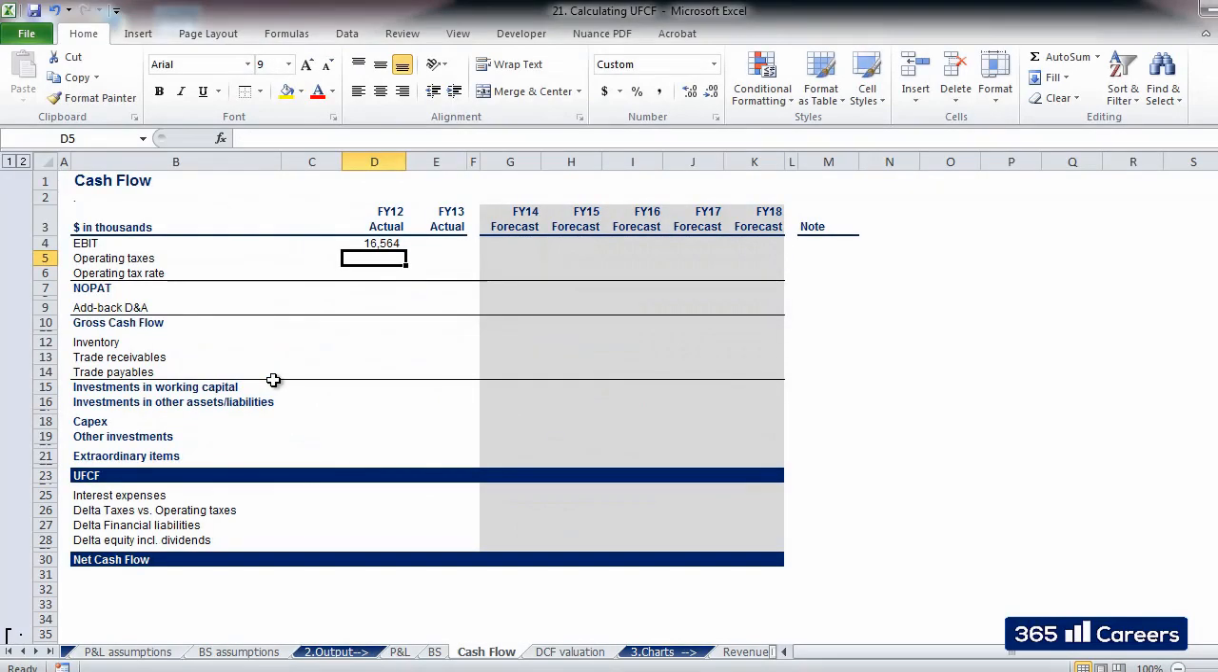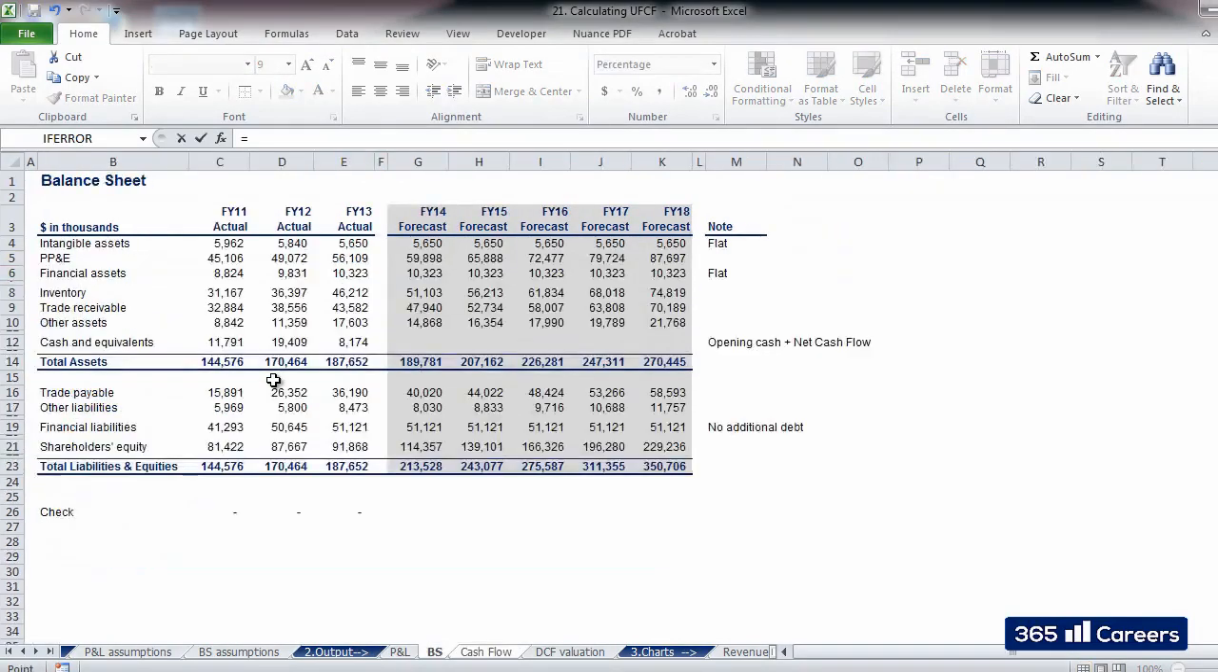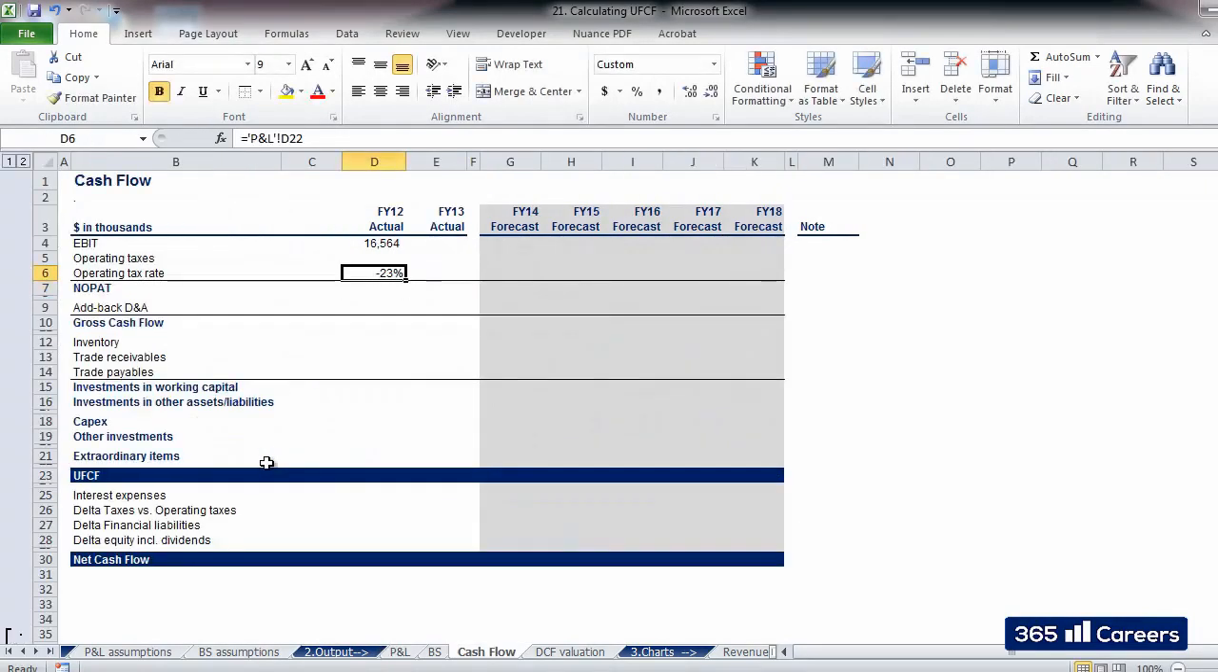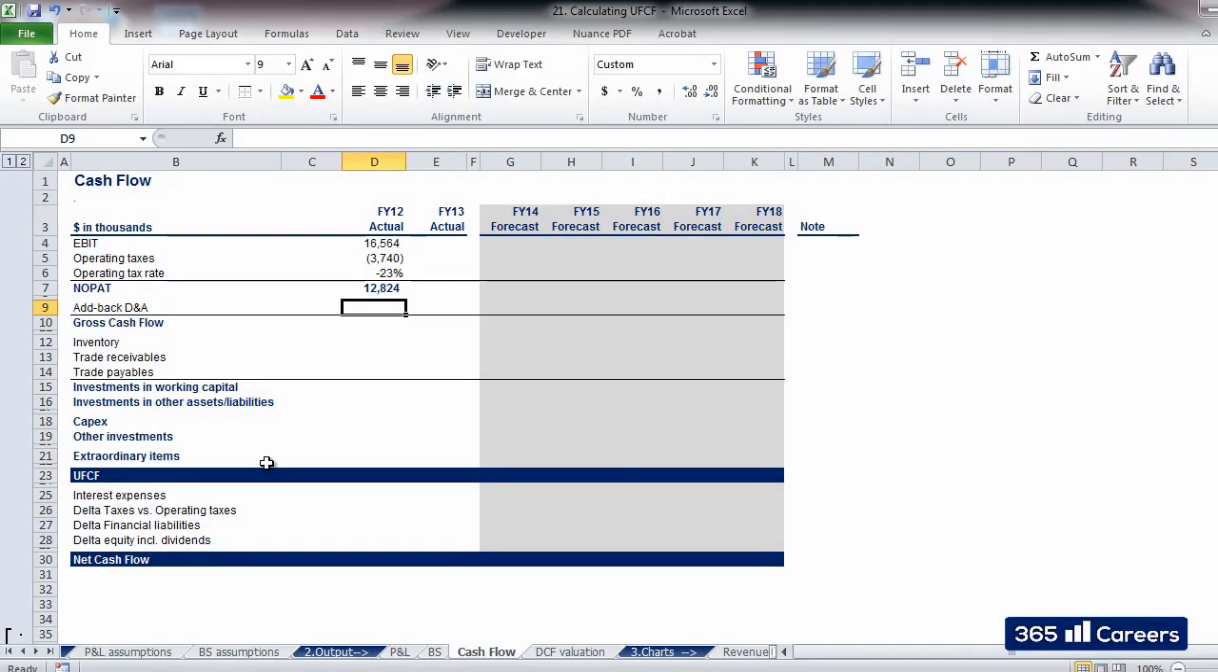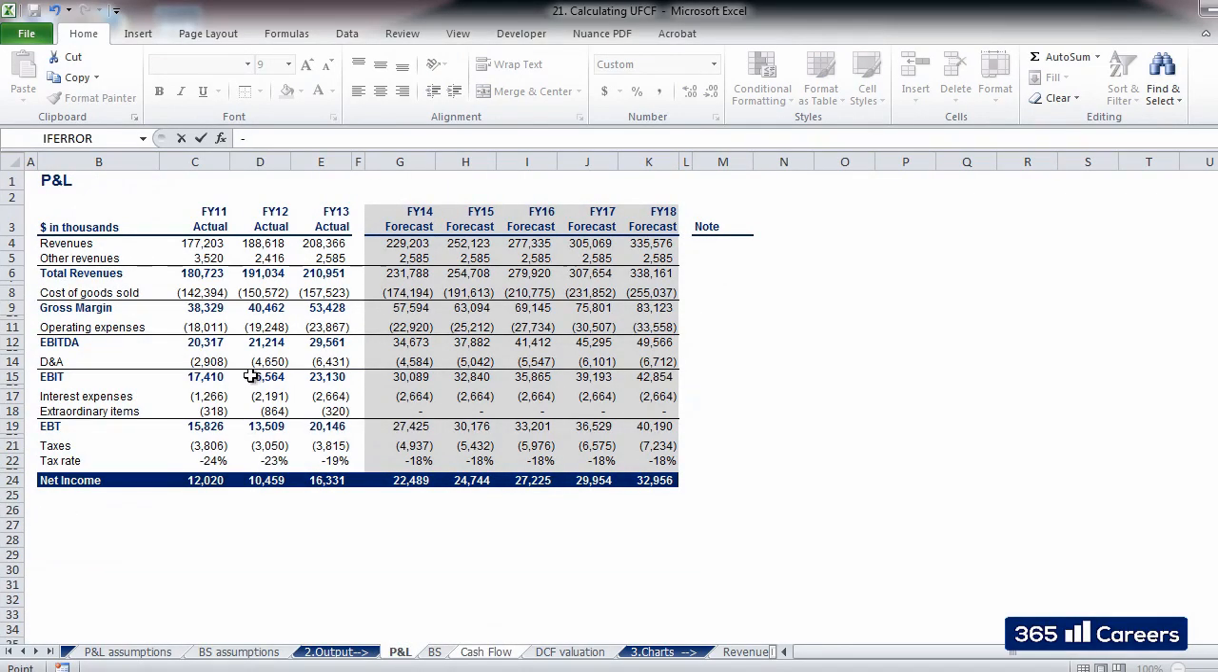Once we have done that, we can select an operating tax rate, which was already calculated in the P&L sheet. The product of operating tax rate and operating income, EBIT, will give us operating taxes. Very well. Now we can type sum and add EBIT and operating taxes, which results in NOPAT, net operating profit after taxes. Below NOPAT, we'll have to add depreciation and amortization in order to obtain gross cash flow.